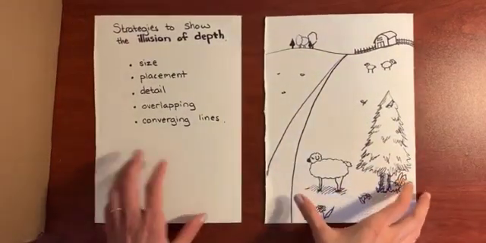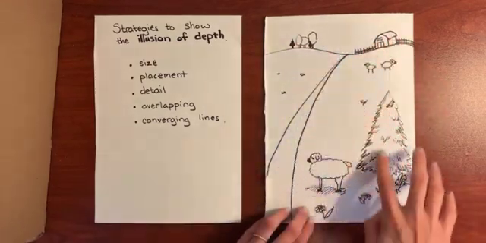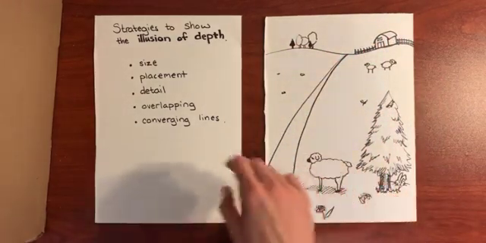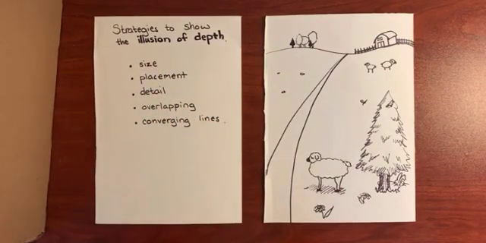Now that we're finished with this picture, you can see that some objects look like they're really far away, while others look like they're very close to us. Go ahead and practice using these 5 different strategies to show the illusion of depth yourself.